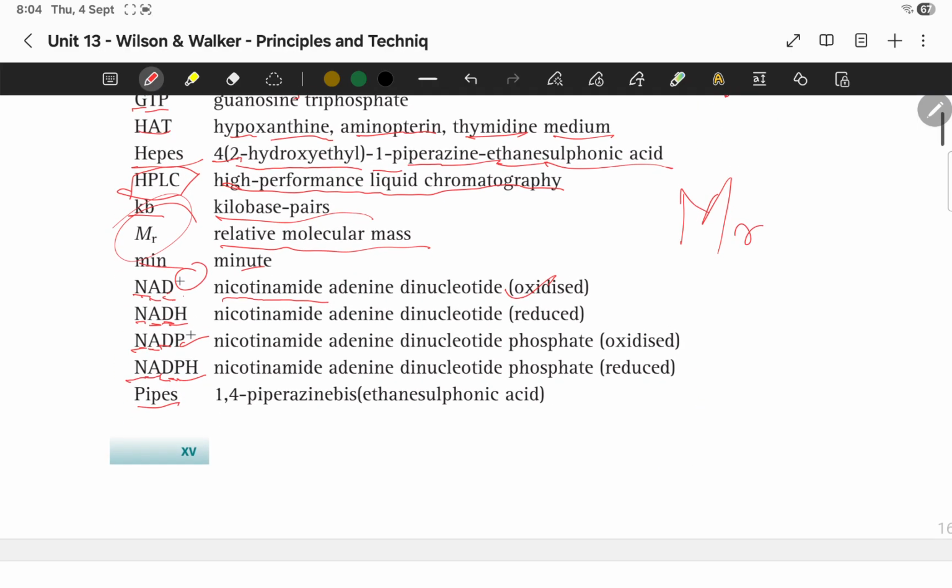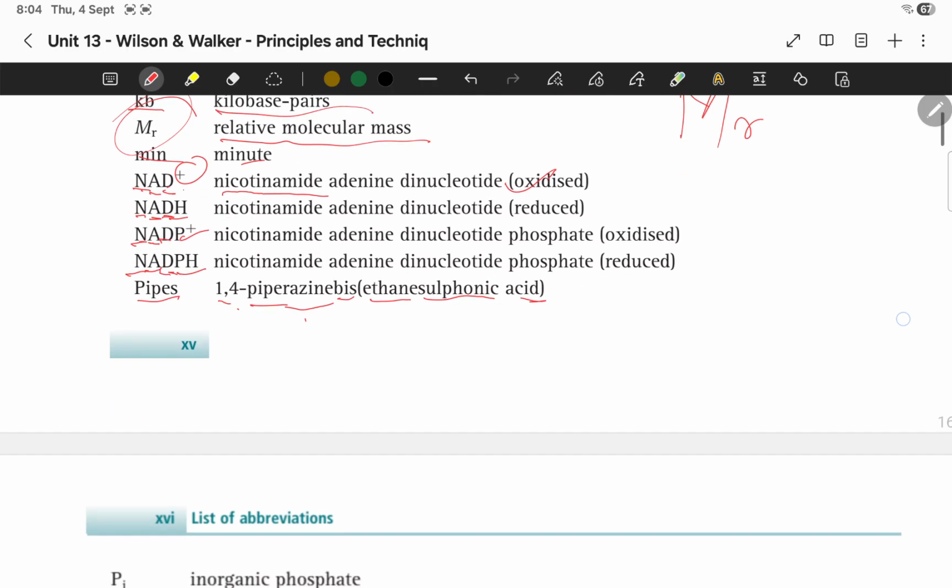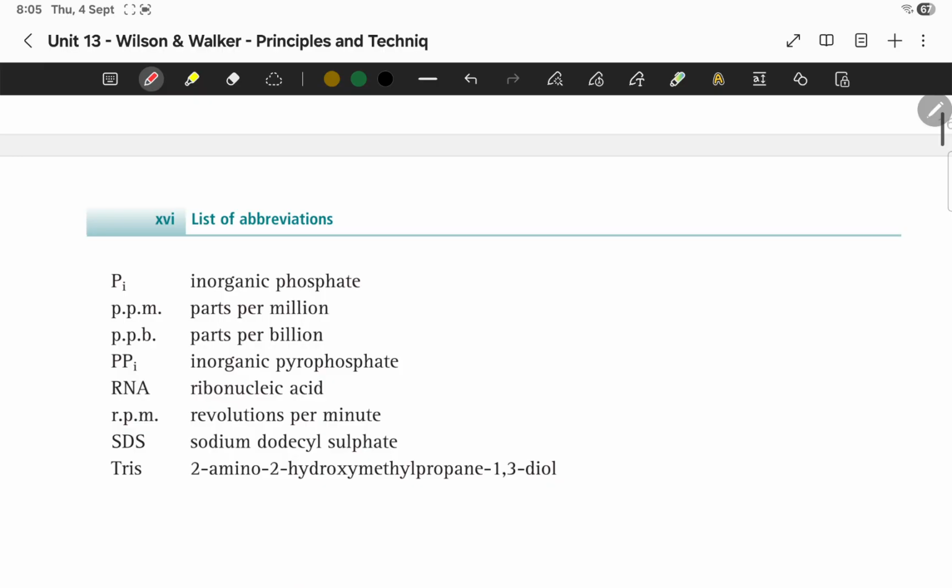PIPES, it just reminded me of Harry Potter. The basilisk roams through the pipes. What are the pipes? 1,4-piperazine bis ethane sulfonic acid. This is so complicated.